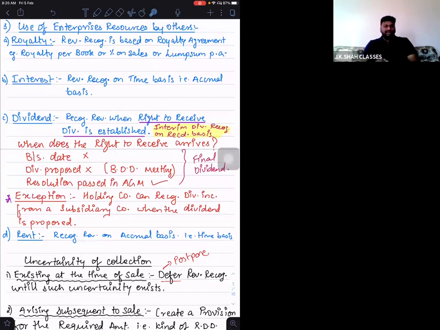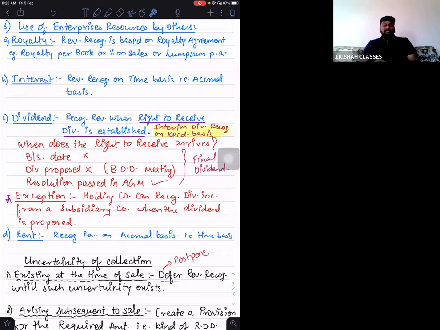Now let us talk about royalty. Everybody is aware of what royalty is. You have some patents, some copyrights, which you give others to use. For that, they give you royalty. Sir, it is very simple. Royalty is recognized on accrual basis. Point number one: royalty is recognized on accrual basis by considering the terms of the agreement. That is how the royalty gets accrued.